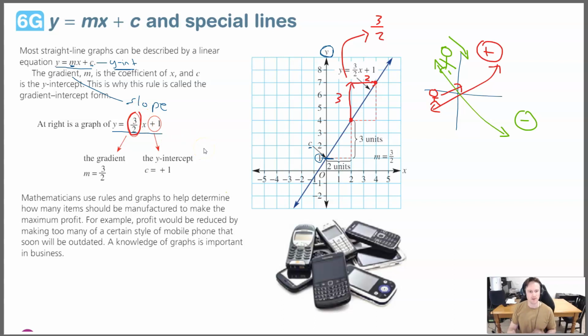So anyway, what's the point of doing this? Mathematicians use rules and graphs to help determine how many items should be manufactured to make the maximum profit.